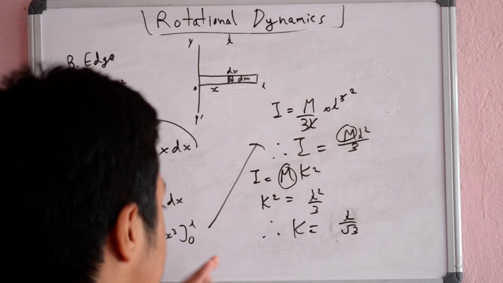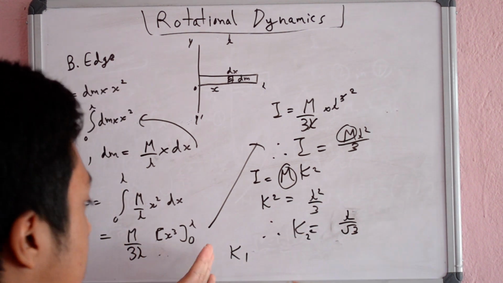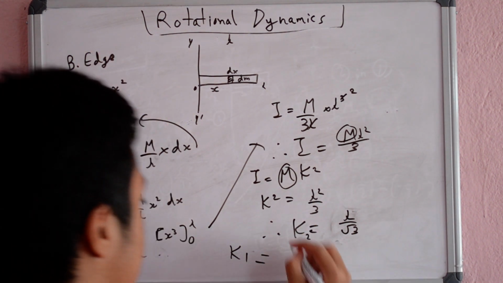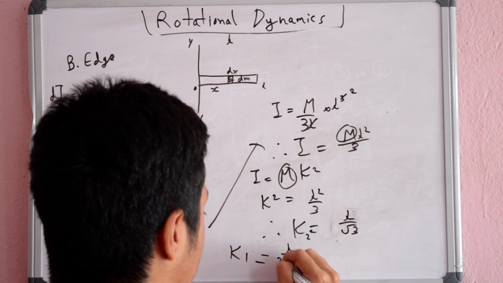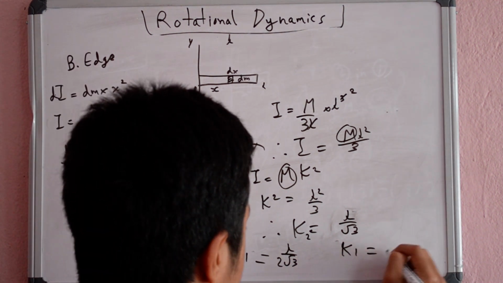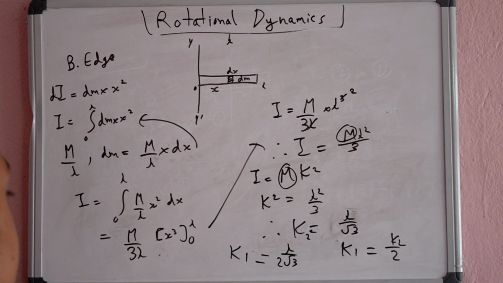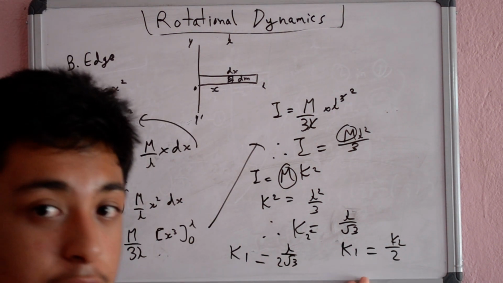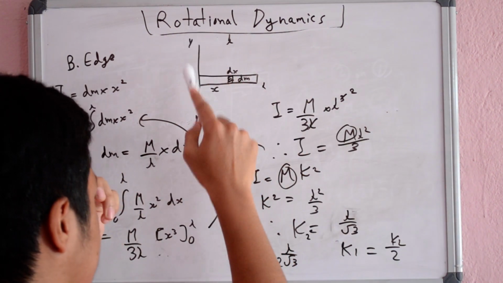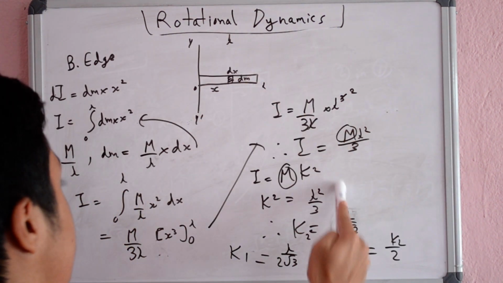Now, in the previous one, let's just say this is K2. This K1 for the center is L by 2 root 3. So that means K1 is equal to K2 by 2. So what this entails is the radius of gyration for when the axis of rotation lies in the center is half of the radius of gyration for the axis of rotation that lies at the edge.